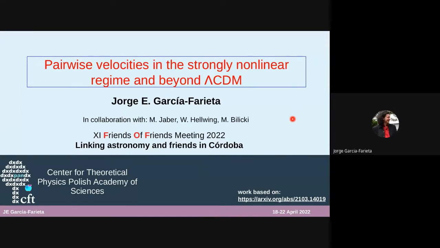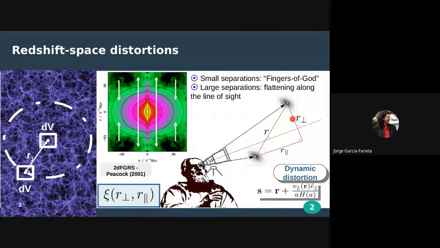My name is Jorge Garcia, and in the next few minutes, I will talk about my work on pairwise velocities in the strongly nonlinear regime using N-body simulations from models beyond ΛCDM. So let's start with a very short motivation.